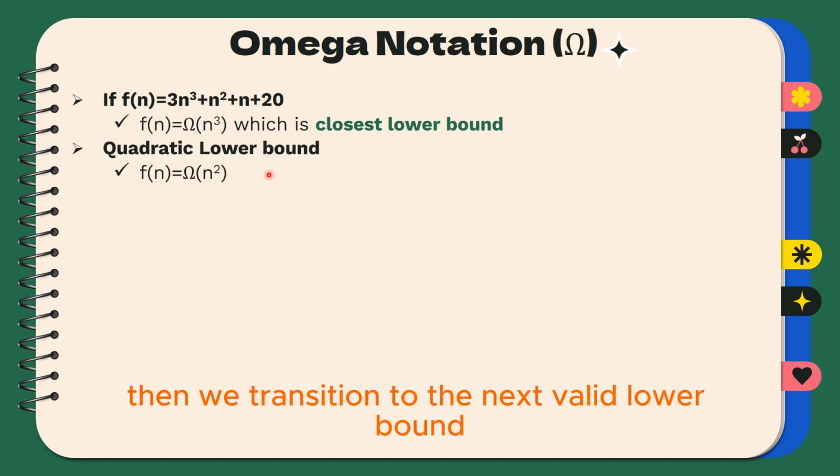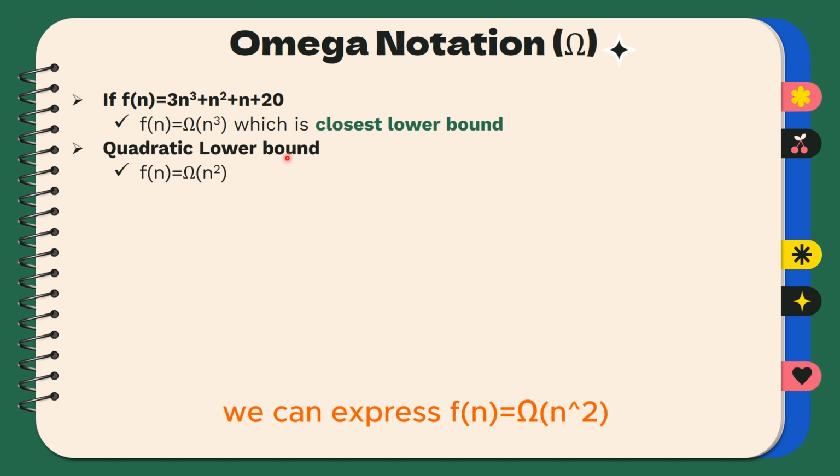Then, we transition to the next valid lower bound, a quadratic lower bound. We can express f of n equal to big omega of n squared.